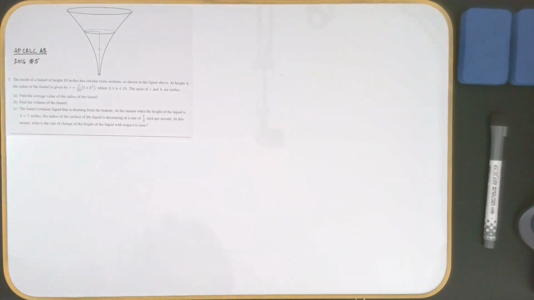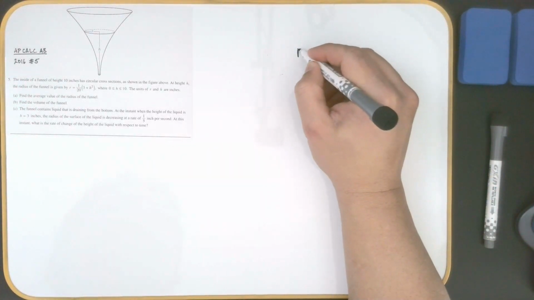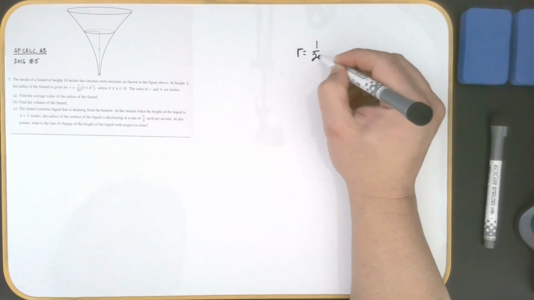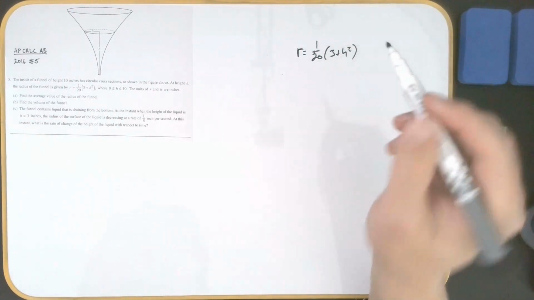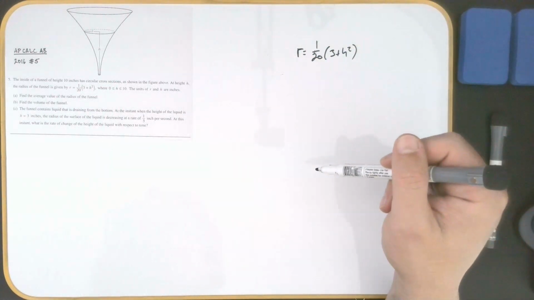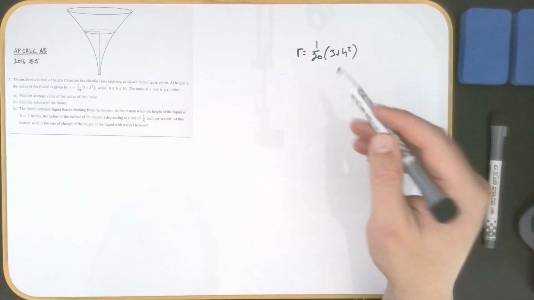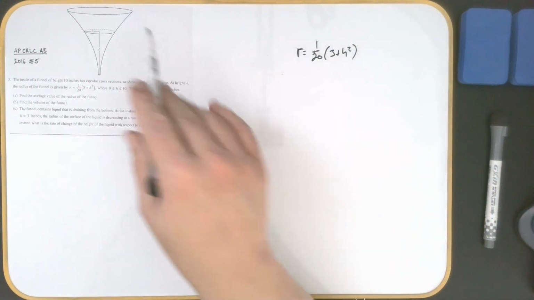But the inside of a funnel of a height of 10 inches has circular cross sections as shown in the figure above. At height h, the radius of the funnel is given by r is equal to 1/20th times (3 plus h squared). So I just want to write that equation down over here. So the radius is equal to 1/20th times (3 plus h squared). And the funnel is 10 units high. I guess it's in inches, it says. 10 inches high. So that's kind of all we have. And again, you can see the shape here.